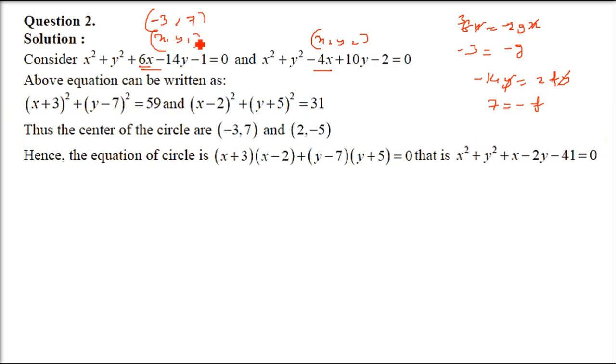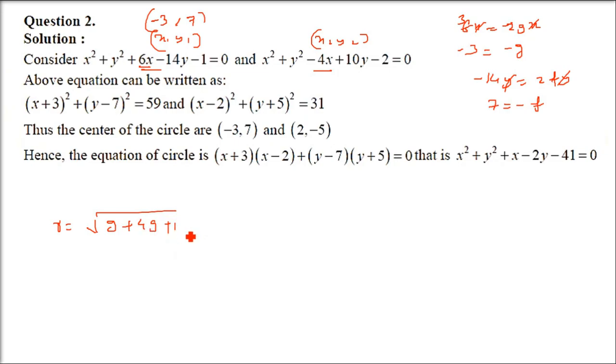Similarly, for the second one also you have to do minus g, minus f. You have known h and k, and the radius, how to find out? Under root g square plus f square minus c. That is, take minus 3 whole square, that is 9. Then 7 7s are 49, 7 square. Then minus c. Minus of minus 1, this is minus 1, so minus of minus 1 is plus 1.